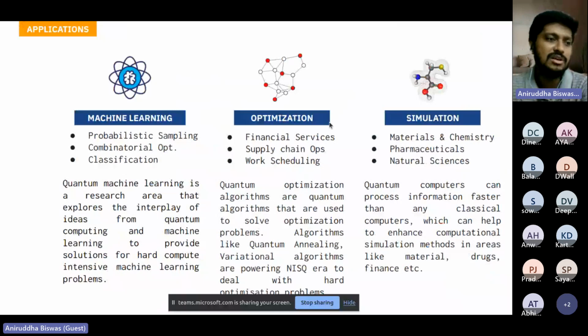So mainly, if we just mention a couple of sub areas of machine learning where quantum computing can be really useful, those can be probabilistic sampling, classification, sometimes iteration tasks, time series modeling. Those are very much important. And then comes simulation.